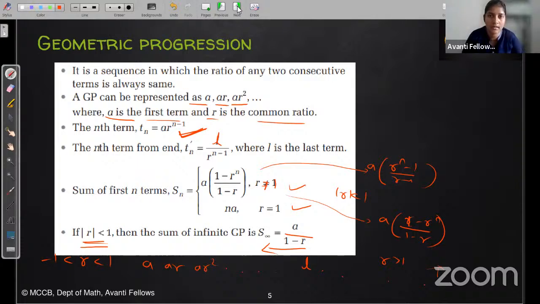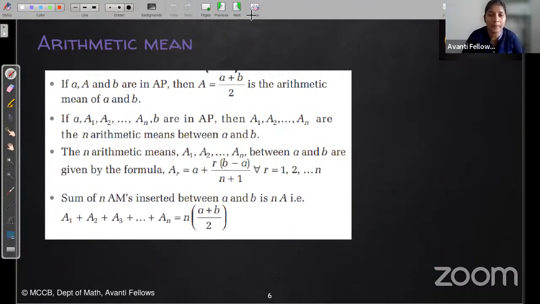Fine. Next is arithmetic mean. What is arithmetic mean? Arithmetic mean means it's an average value. If we have two terms A and B, then we call this capital A the arithmetic mean of A and B, and it is given by A = (A + B)/2. So a single arithmetic mean between A and B is given by (A + B)/2.